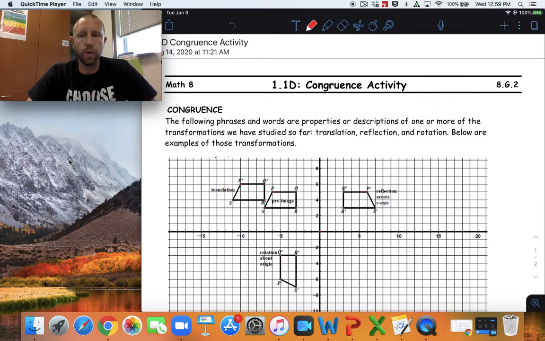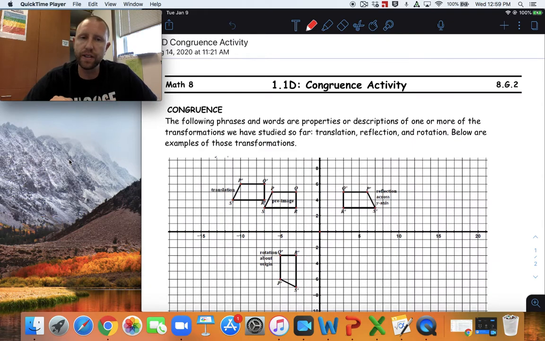All right, guys, so we're going to go over 1.1D, the congruence activity. This is just going through those first three transformations that we've covered on the coordinate plane so far. This is on page 15 in your book, so let's just go ahead and get through it here.